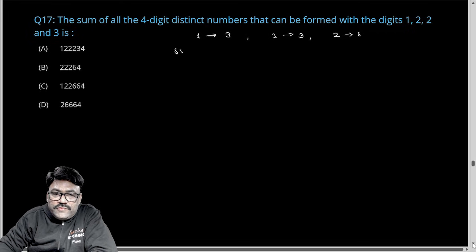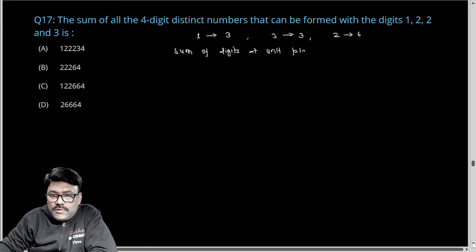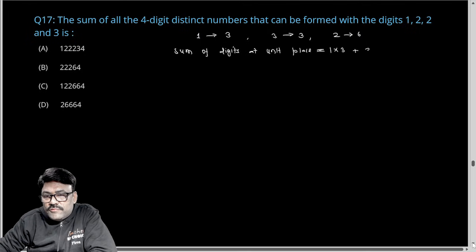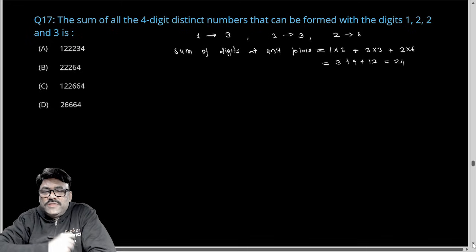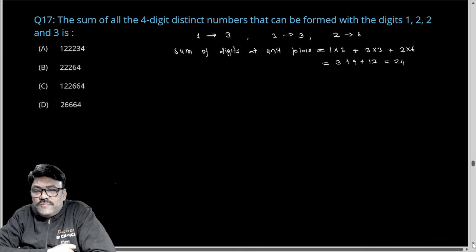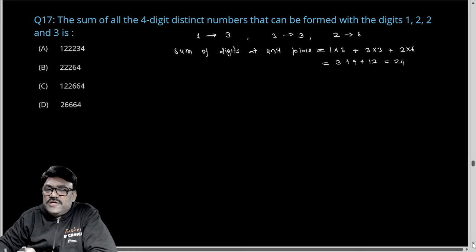So what will be the sum of digits at the unit place? 1 is 3 times, so the sum will be 1 into 3. 3 is also 3 times, so 3 into 3. 2 is 6 times, so 2 into 6. So this is 3 plus 9 plus 12, which is 24. The sum of digits at the unit place is 24. Hence the sum of the digits at the 10th, 100th, and 1000th place is also 24 at each place.